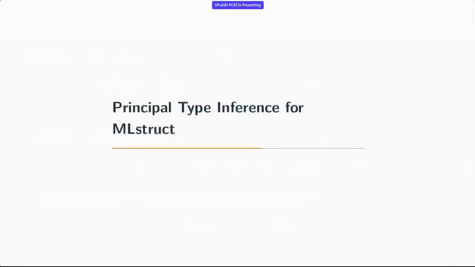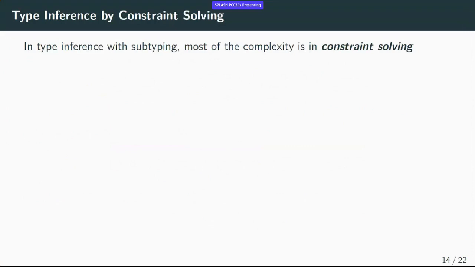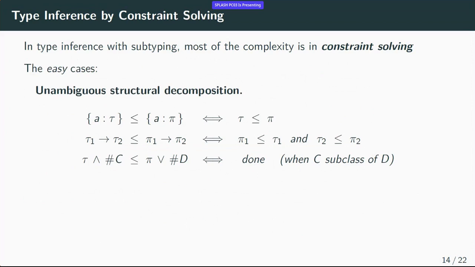Okay, so how do we do type inference in this language? Well, the main difficulty in type inference here is constraint solving. Okay, the actual type inference rules are pretty straightforward. And so when you solve subtyping constraints, you have easy cases that you can handle, such as subtyping records with the same fields, in which case you just constrain the corresponding field types, and subtyping function types, and subtyping intersections on the left and unions on the right, where the left-hand side happens to contain a nominal tag that's a subclass of a nominal tag that's also on the right-hand side, in which case you are done. And so here we have equivalences between these two, the original constraint and the simplified constraint.